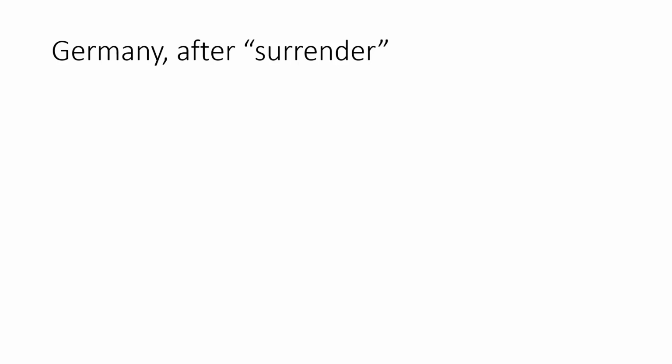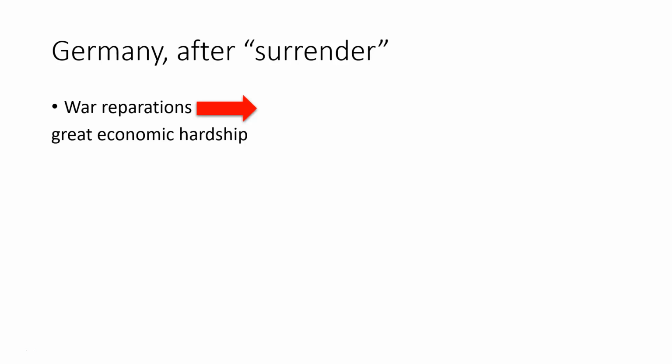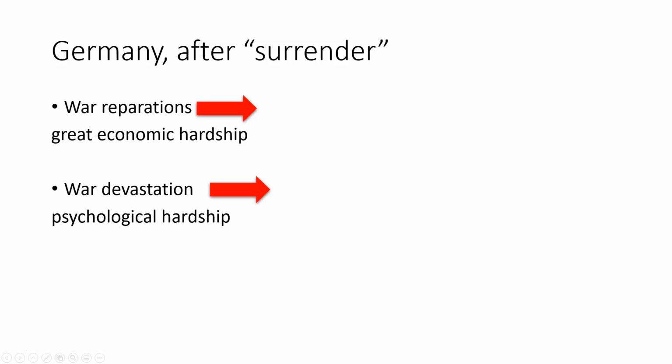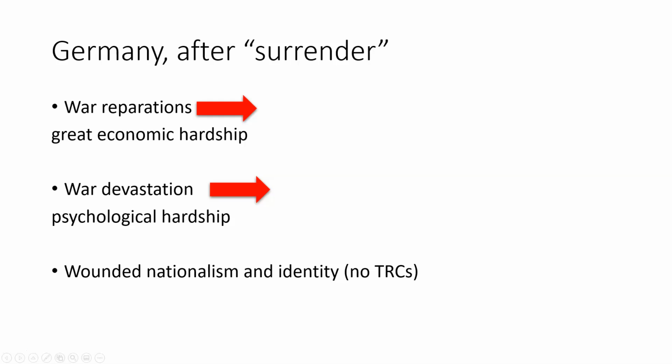How could that be? Germany, after surrender, after the ceasefire in World War I in 1918, had to pay great war reparations, enormous sums of money, and had to give up territory as a punishment for losing that war. This led to great economic hardship for the German people. And this was in the midst of the country being devastated by war, right? They lost a whole generation of fathers to this war. That led to psychological hardship. And it led to a wounded sense of nationalism and identity among the German people.